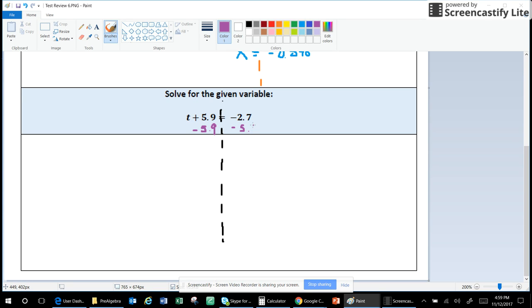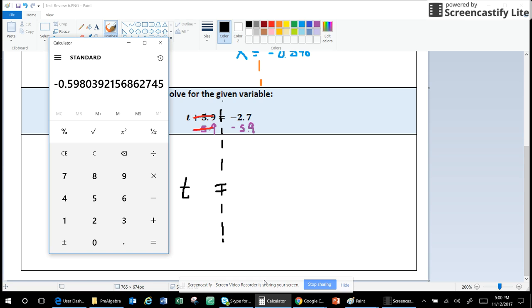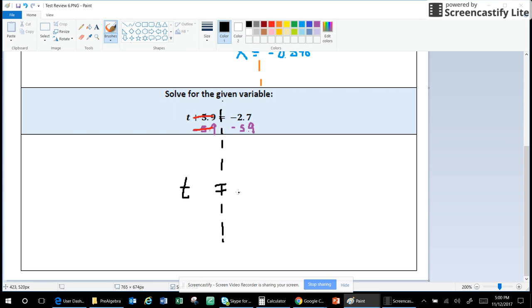And again, we can use our calculator if we need to. We do that because these guys cancel. We get left with t equals negative 2.7 minus 5.9. We get negative 8.6. All right, there's the lesson 6 review. Let's move on to lesson 7.